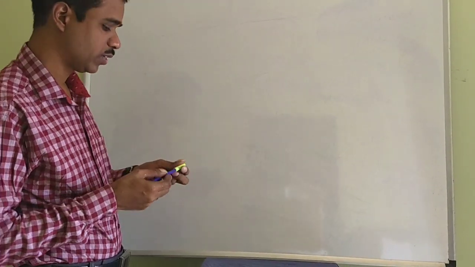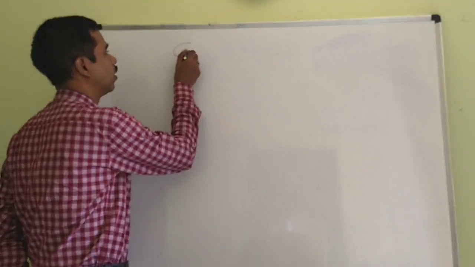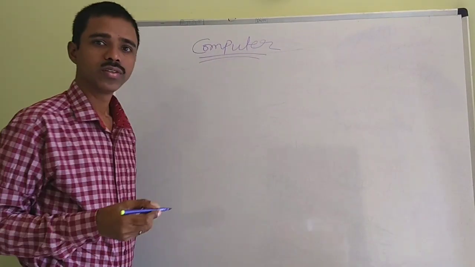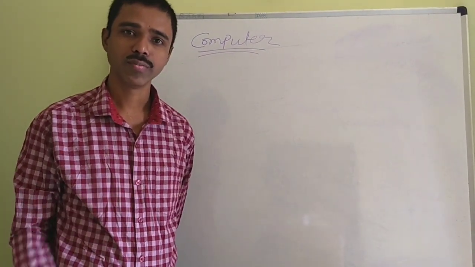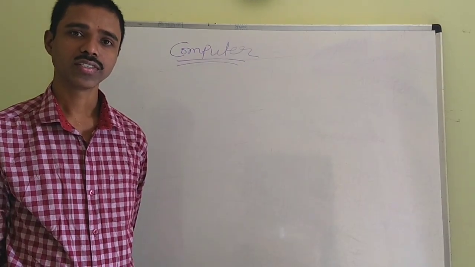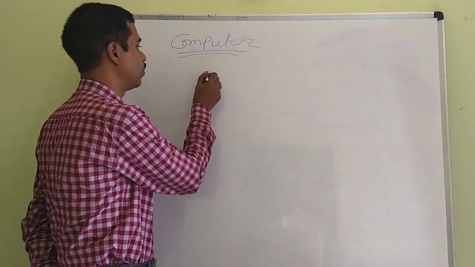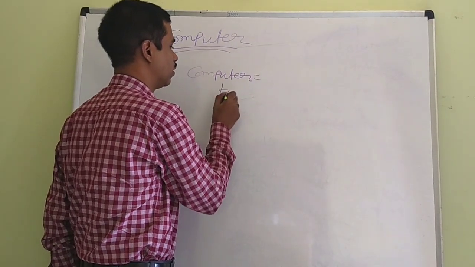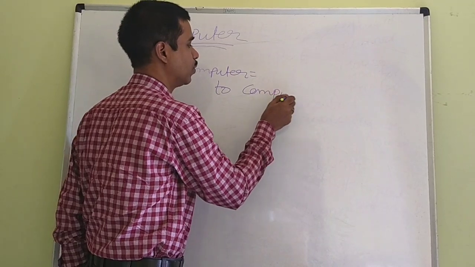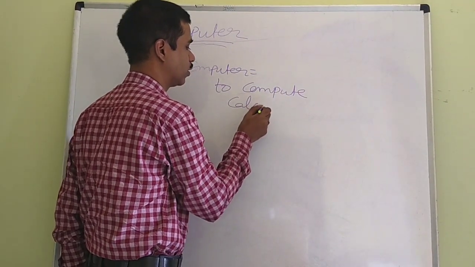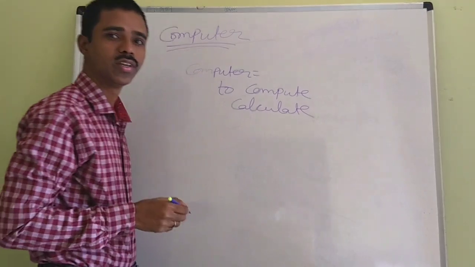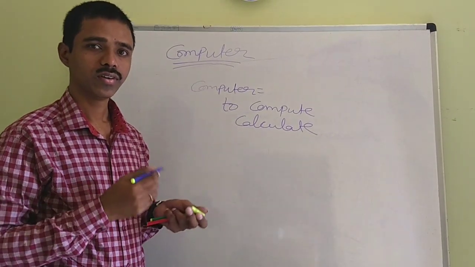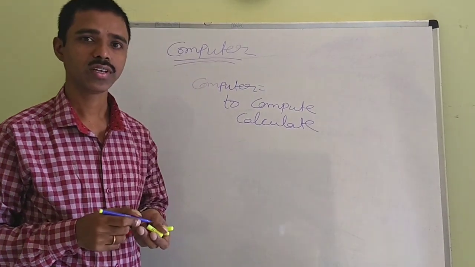Coming to the computer definition. The word computer came from the Greek word to compute. To compute means calculate. So initially it came from the word to compute. It is also called calculation.